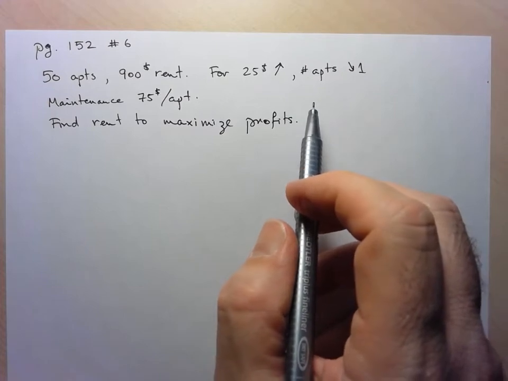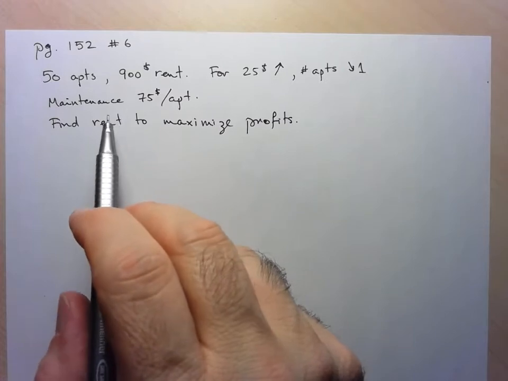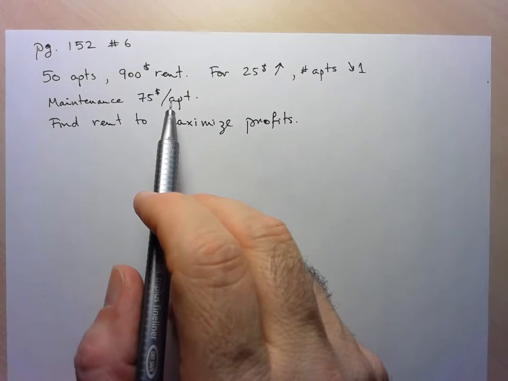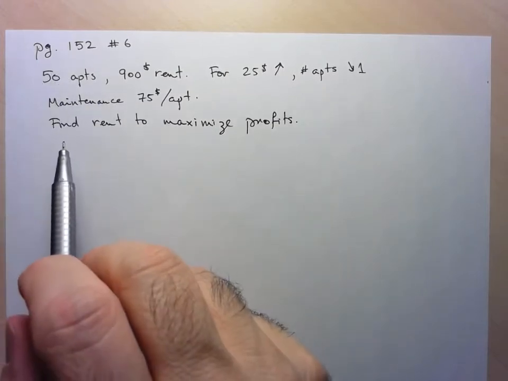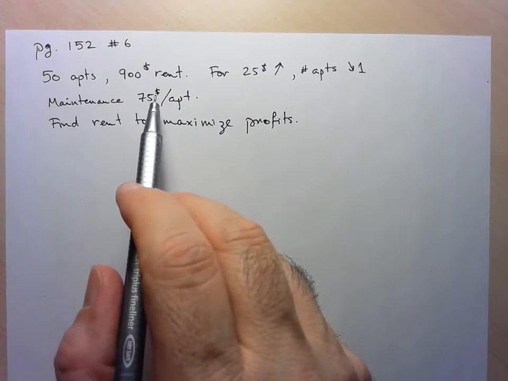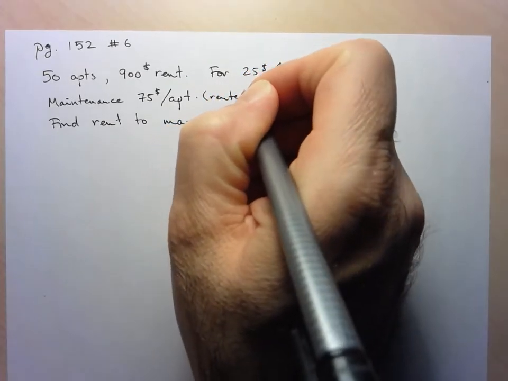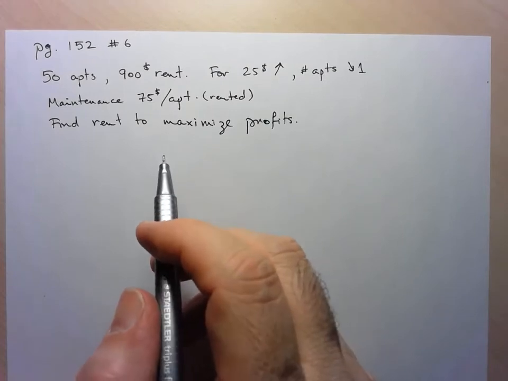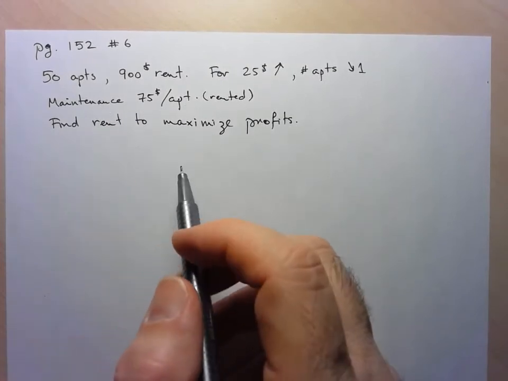Now, this question does have a bit of an unclear part to it. It tells us that the maintenance is $75 for every apartment. They almost imply that it means for all 50 apartments, even if they're not rented. But I think what they mean is that the maintenance is $75 per rented apartment. If you read the question, that's not particularly clear, but it looks like that's what they're aiming for. Plus, it makes it a slightly more interesting problem.